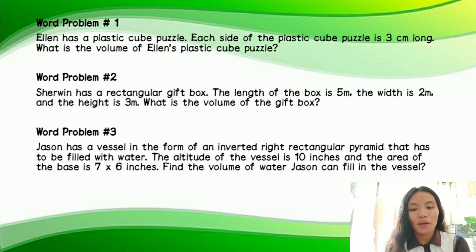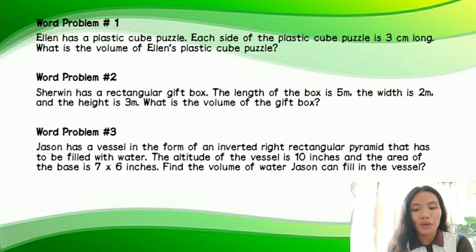Word problem number 2: Sherwin has a rectangular gift box. The length of the box is 5 meters, the width is 2 meters, and the height is 3 meters. What is the volume of the gift box?